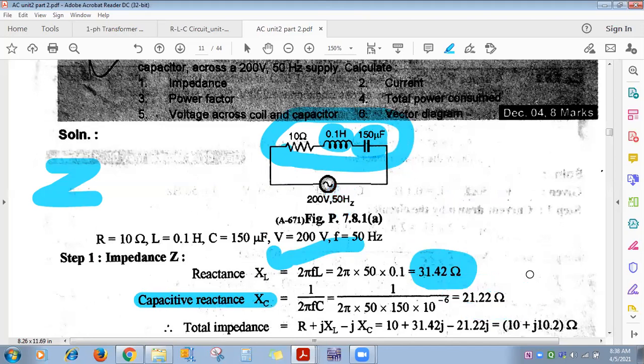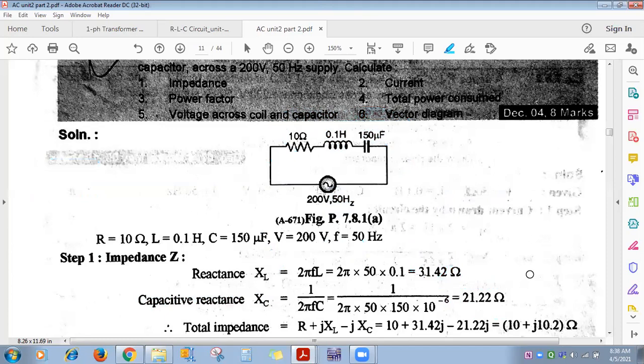Circuit is more inductive or more capacitive? See, this is XL and this is XC. So circuit is more inductive. More inductive means Z, its imaginary part will be positive, phi will be positive. Again, current lags here. Total current will lag total voltage. So nature of power factor will be lagging, isn't it?